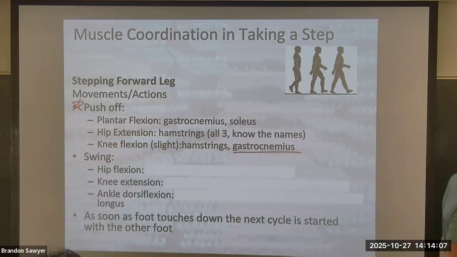All right, let's go ahead and come back together here. So we did our push off part. We got plantar flexion in the ankle. We got hip extension in the hip, right? We got flexion in the knee.